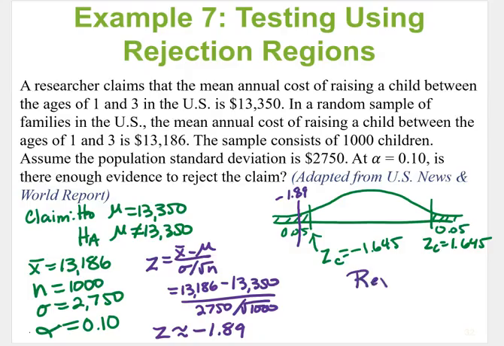So we are going to reject the null, which is my claim, right? My claim was the null. So when you put this in words, you're going to say that we are going to reject the null hypothesis, which means that there is not enough evidence to support the claim that the mean cost to raise a child between the ages of 1 and 3 is $13,350. I don't know if it's more, I don't know if it's less, I just know it's not $13,350.